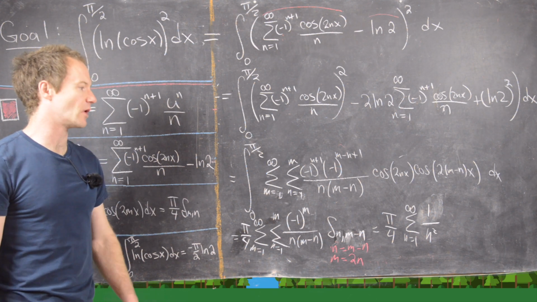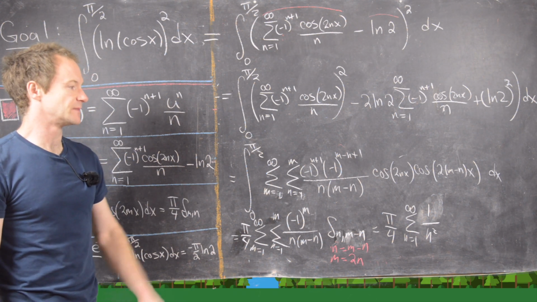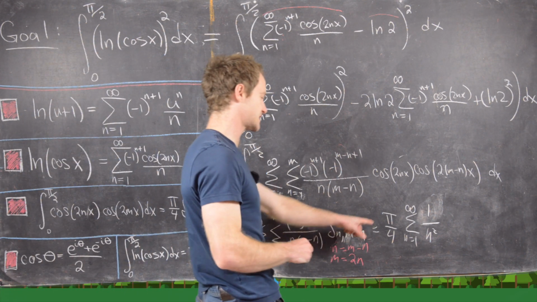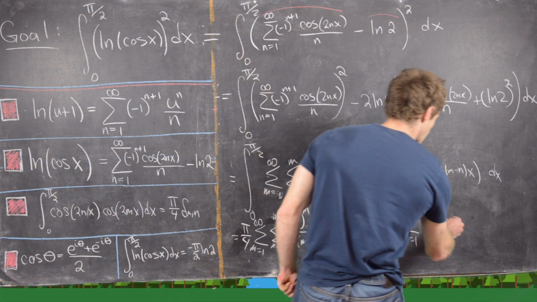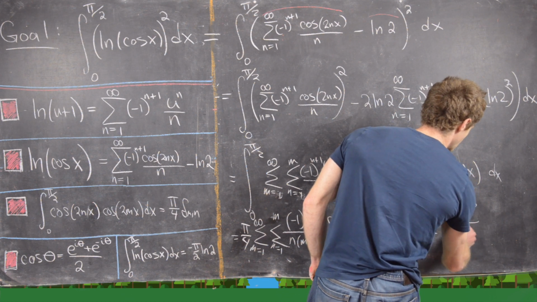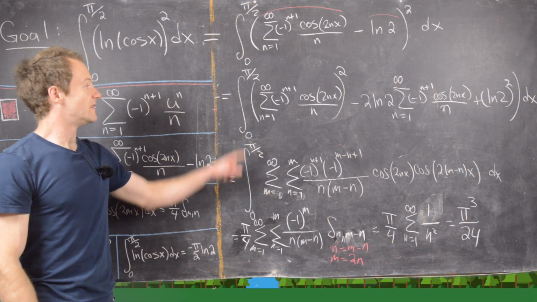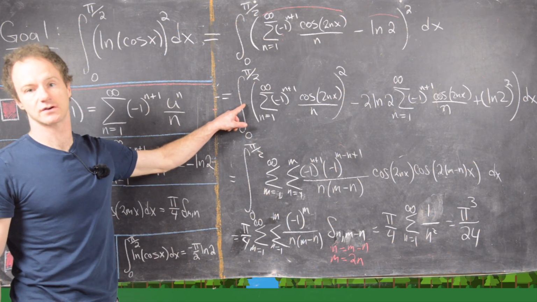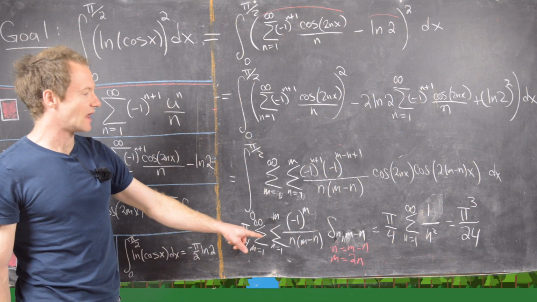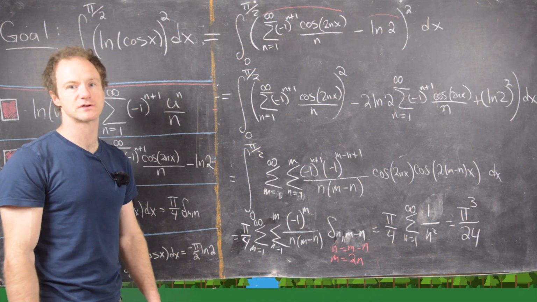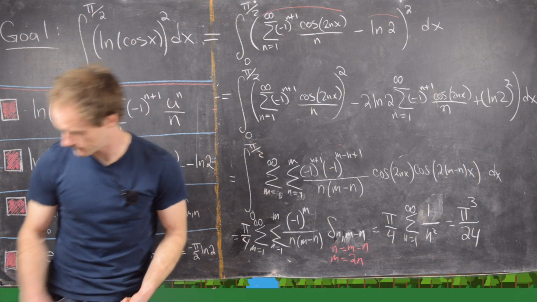But we know exactly what the sum of 1 over n squared is. It's Euler's famous sum, which is pi squared over 6, multiplied by pi over 4 gives us pi cubed over 24. Okay, so that's only this first integral. So what I'll do is I'll erase the board and I'll replace this first integral with pi cubed over 24, and then we'll move on.